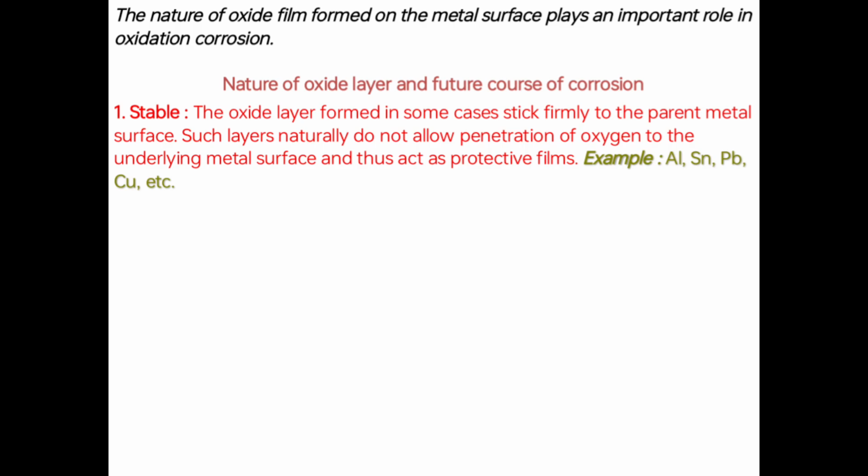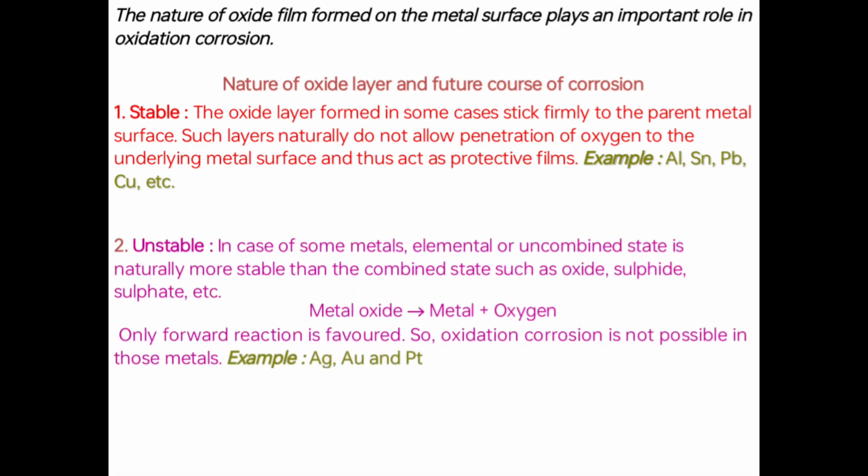The nature of the oxide film formed on the metal surface plays an important role in oxidation corrosion. Nature of the oxide layer and the future course of corrosion. Stable: the oxide layer formed in some cases sticks firmly to the parent metal surface. Such layers naturally do not allow penetration of oxygen to the underlying metal surface and thus act as protective films. Example: Al, Sn, Pb, Cu, etc.